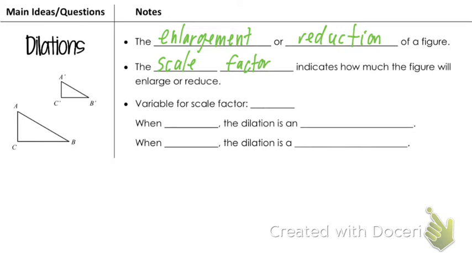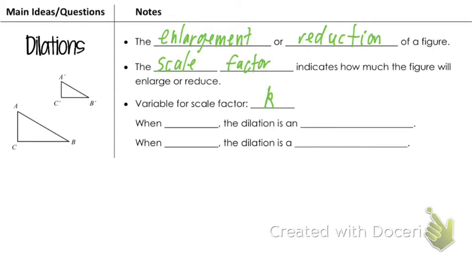Factor means what operation? Multiplying. If two things are factors, it means they're multiplying together. So the scale factor is something you multiply by to make it bigger or smaller. If you're saying it's two times as big, times means multiply, right? So you're multiplying it by two. If it's half as big, you're multiplying it by 1/2, which would be the same as dividing by 2. Now, the variable for the scale factor is K. The letter K will be our variable for a scale factor, okay?